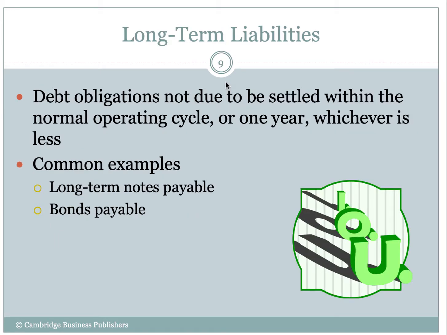Okay? Then we have our long-term liabilities, right? Long-term liabilities are debt obligations that are not going to be settled or do not come due within the normal operating cycle or year, whichever's longer, okay? So these are our long-term IOUs, right? Long-term notes payable, bonds payable. Those are examples of long-term liabilities, right?